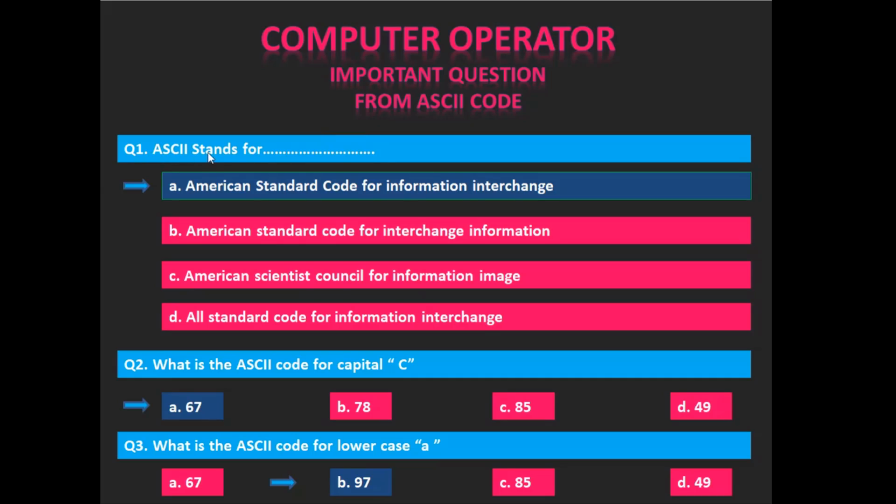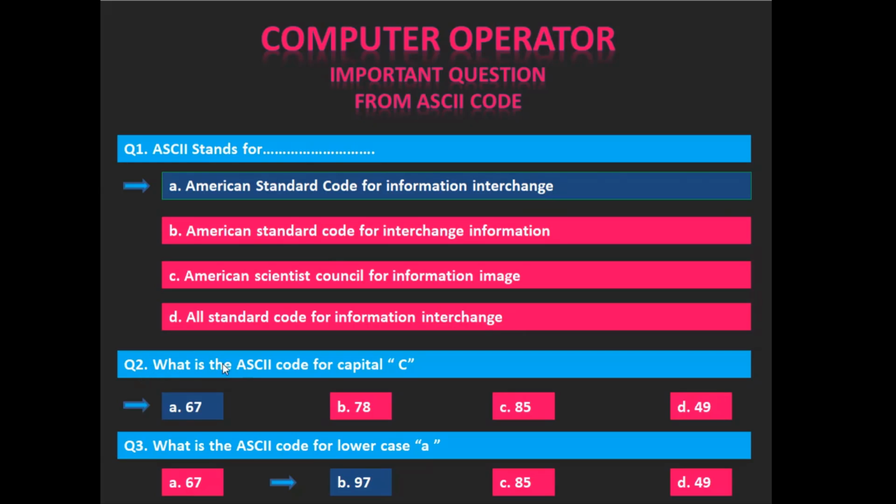Question number 1. ASCII stands for? Option A: American Standard Code for Information Interchange. Option B: American Standard Code for Interchange Information. Option C: American Scientist Council for Information Image. Option D: All Standard Code for Information Interchange. The right answer is option A, American Standard Code for Information Interchange.